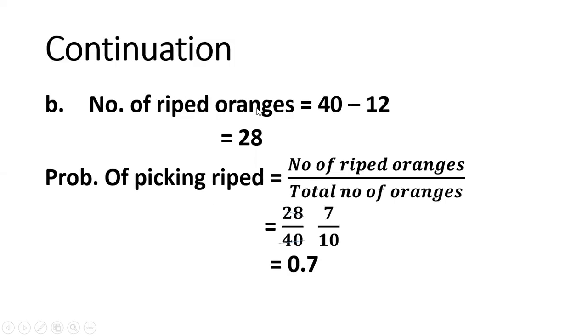Now, B, the probability of picking an unripe orange. The first thing you do is to know the number of unripe oranges. The total in the box is 40 minus 12, which are the ripe ones. So the number of unripe oranges now is 28. The probability of picking an unripe orange is the number of unripe oranges divided by the total number of oranges, which is 28 divided by 40. 4 will divide 28, 7, and 4 will divide 40, 10, and that's 0.7. Another way is 1 minus the probability of a ripe orange, which is 1 minus 0.3, and that will still give us 0.7.